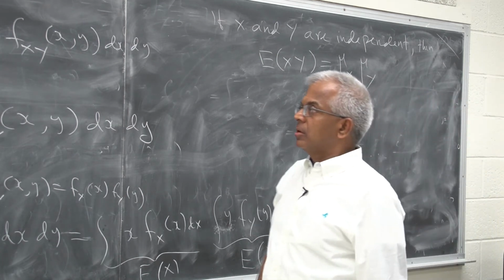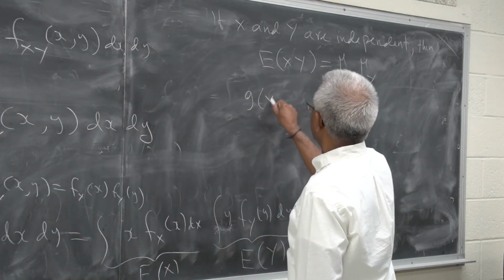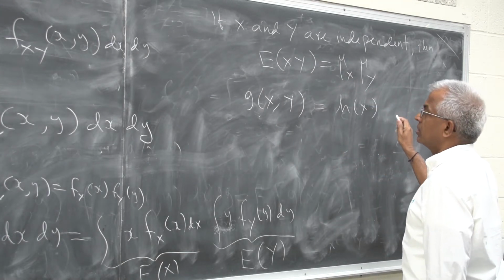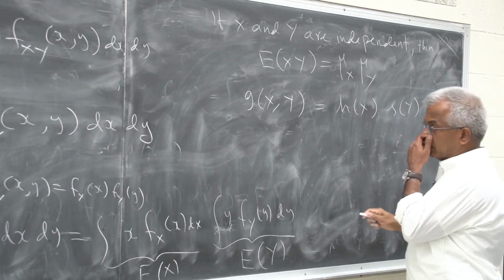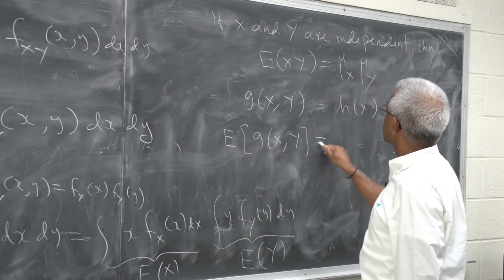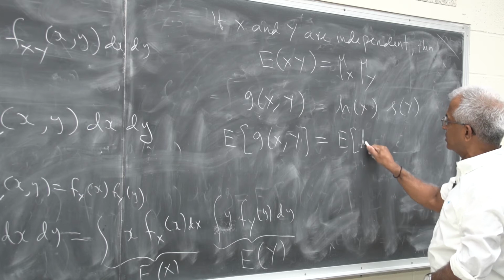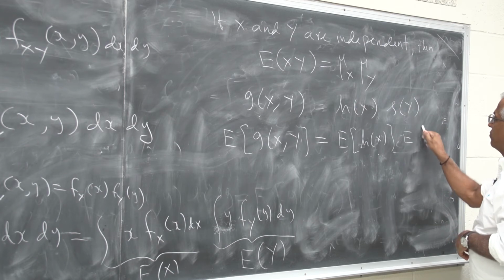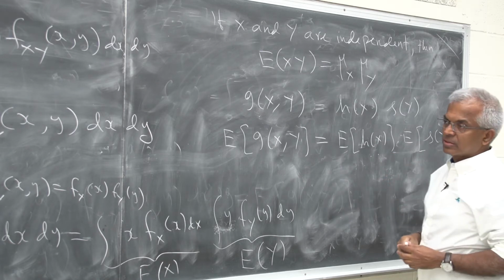In fact, a little more general, you could see that if g(x, y) happens to be, let's say, h(x) multiplied by s(y), two different functions, then the expected value of g(X, Y) is actually the double integral of h(x) f_X(x), which will be the expected value of h(X), multiplied by the integral of s(y) f_Y(y). So that will be this way. So this is a special case of this.